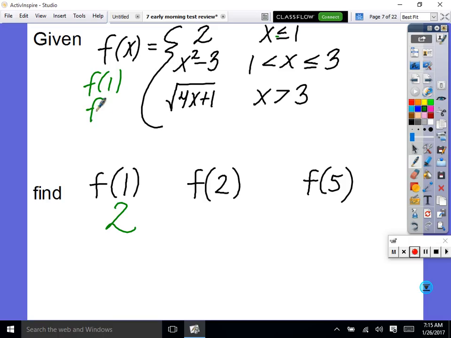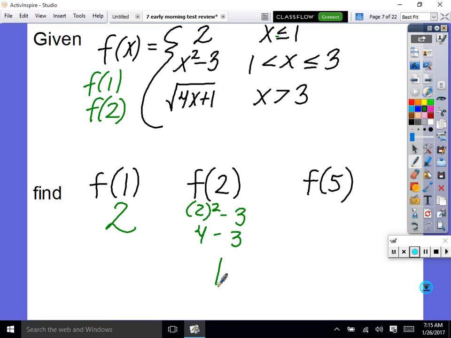What's the function at 2? So we're plugging in 2. So we plug it in here, here, or here. 2 is between 1 and 3, isn't it? So that means we're going to plug it in up here. So you would go like this to show your work. 2 squared minus 3. That's 4 minus 3, which is 1.